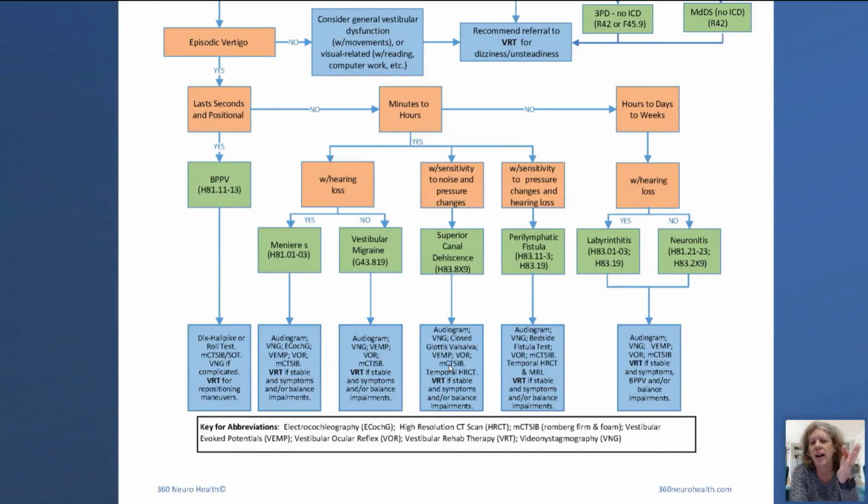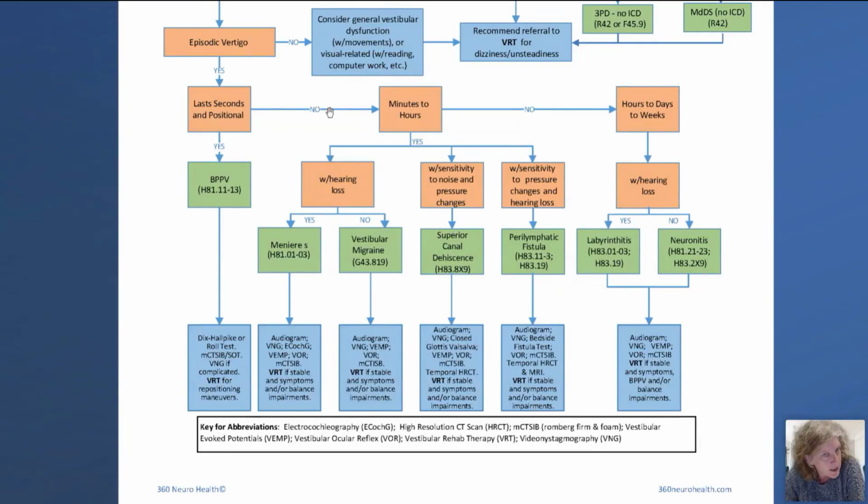Certainly, a high-resolution CT scan of the temporal bone is going to be the most confirming for superior canal dehiscence, and that's where you see temporal HRCT. These abbreviations are explained below in the key for abbreviations.